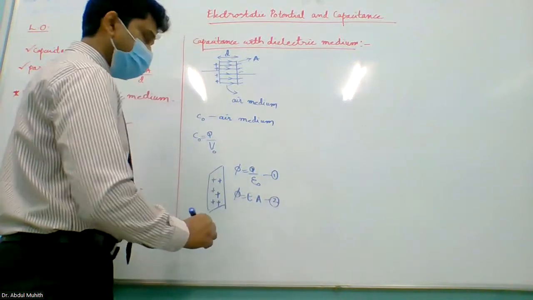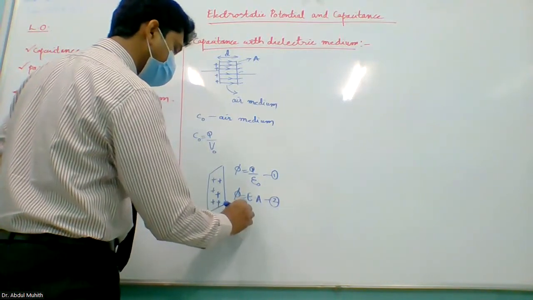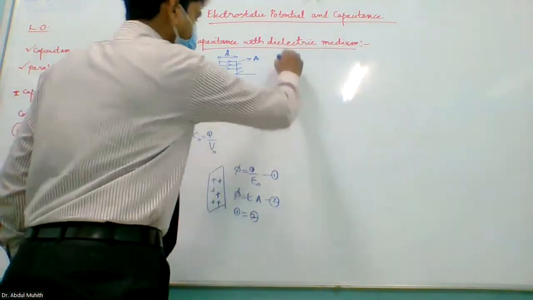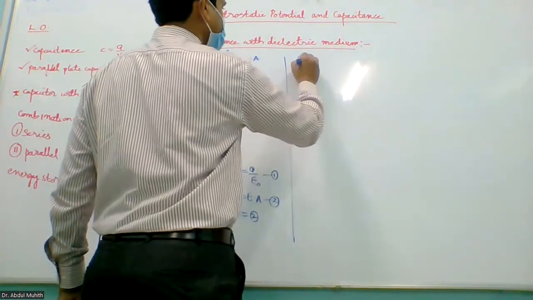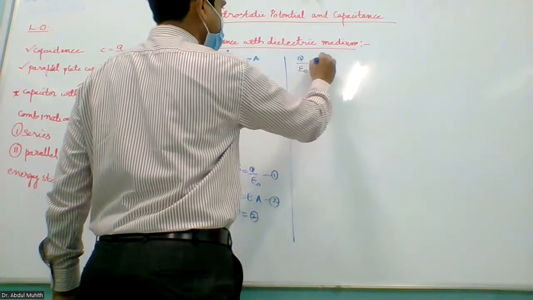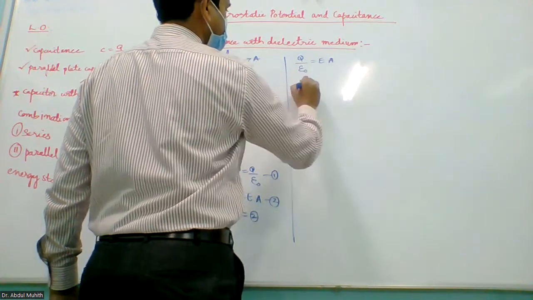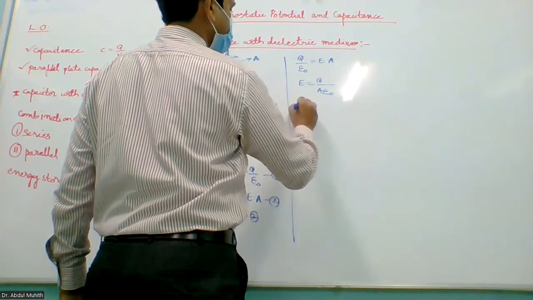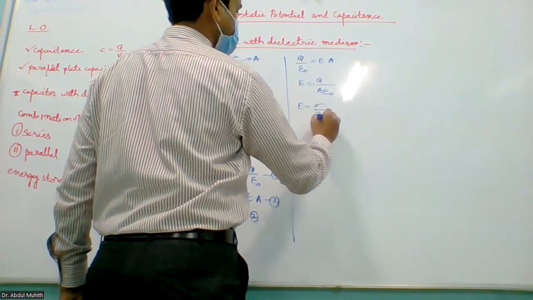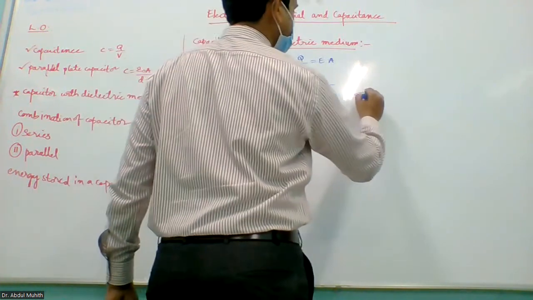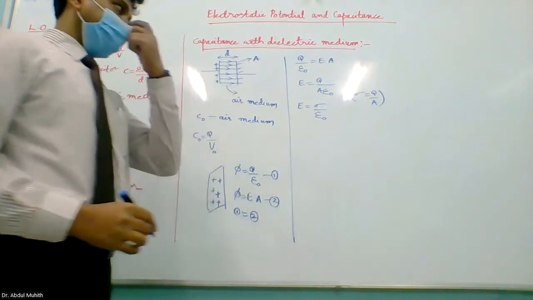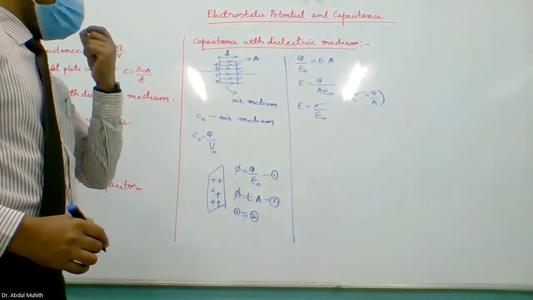Is that clear? Yes. We are equating 1 and 2. So we get Q by epsilon 0 equal to E into A. Cross multiply this: E is equal to Q by A epsilon 0, that is Q by A, sigma by epsilon 0. Understood? Sigma is equal to Q by A. So E is equal to sigma by epsilon 0.